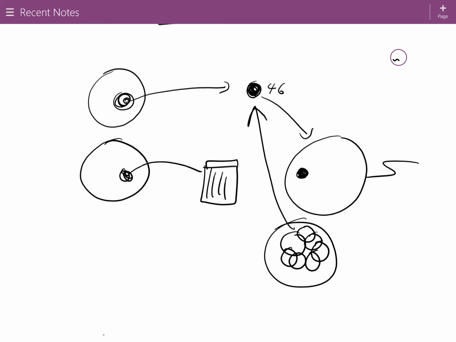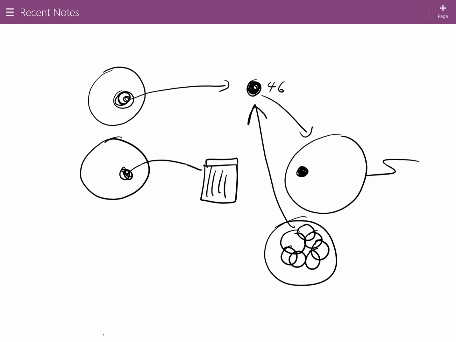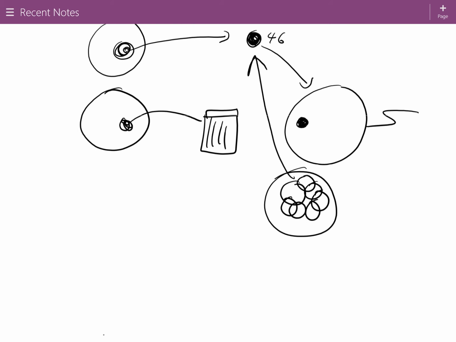Now there's another type of cloning which is even easier. You can take an embryo when it's only just got a few cells, like so, and you can take one of those cells and let it divide separately into a new embryo.